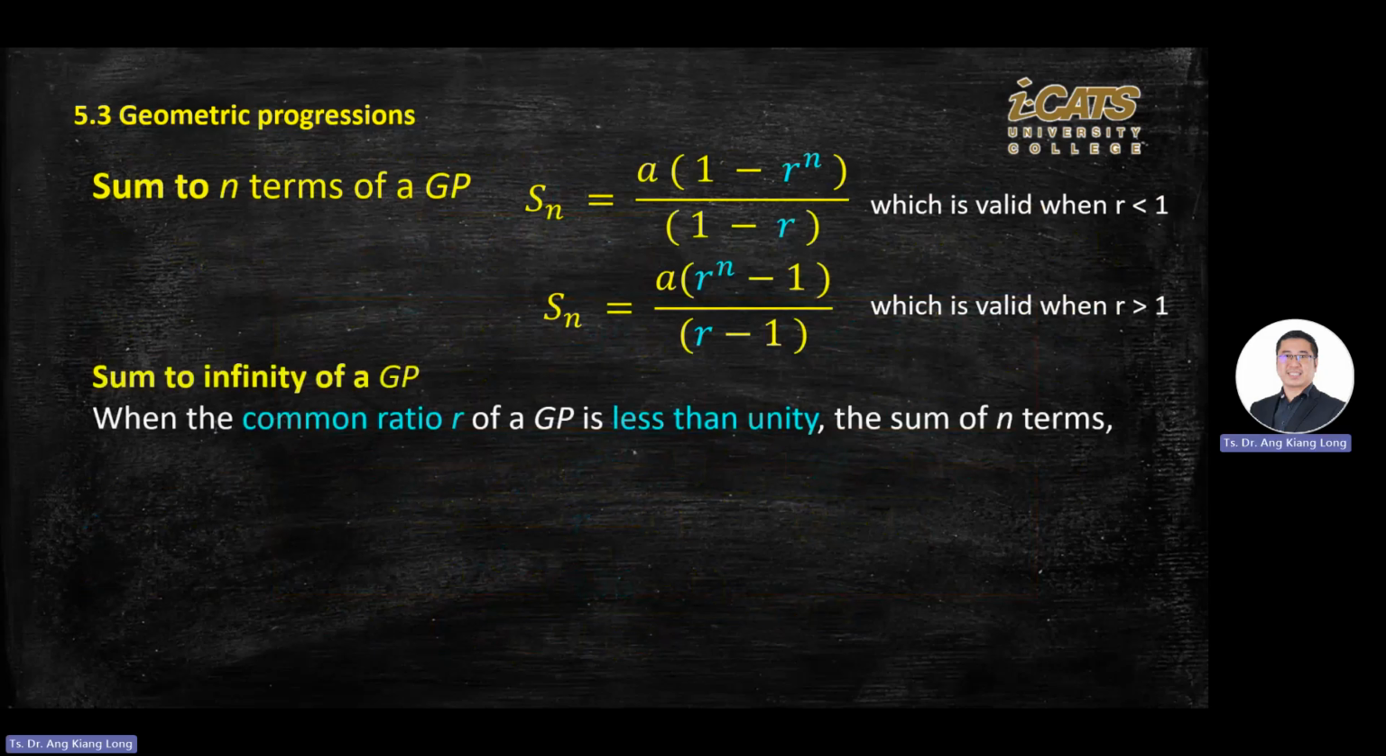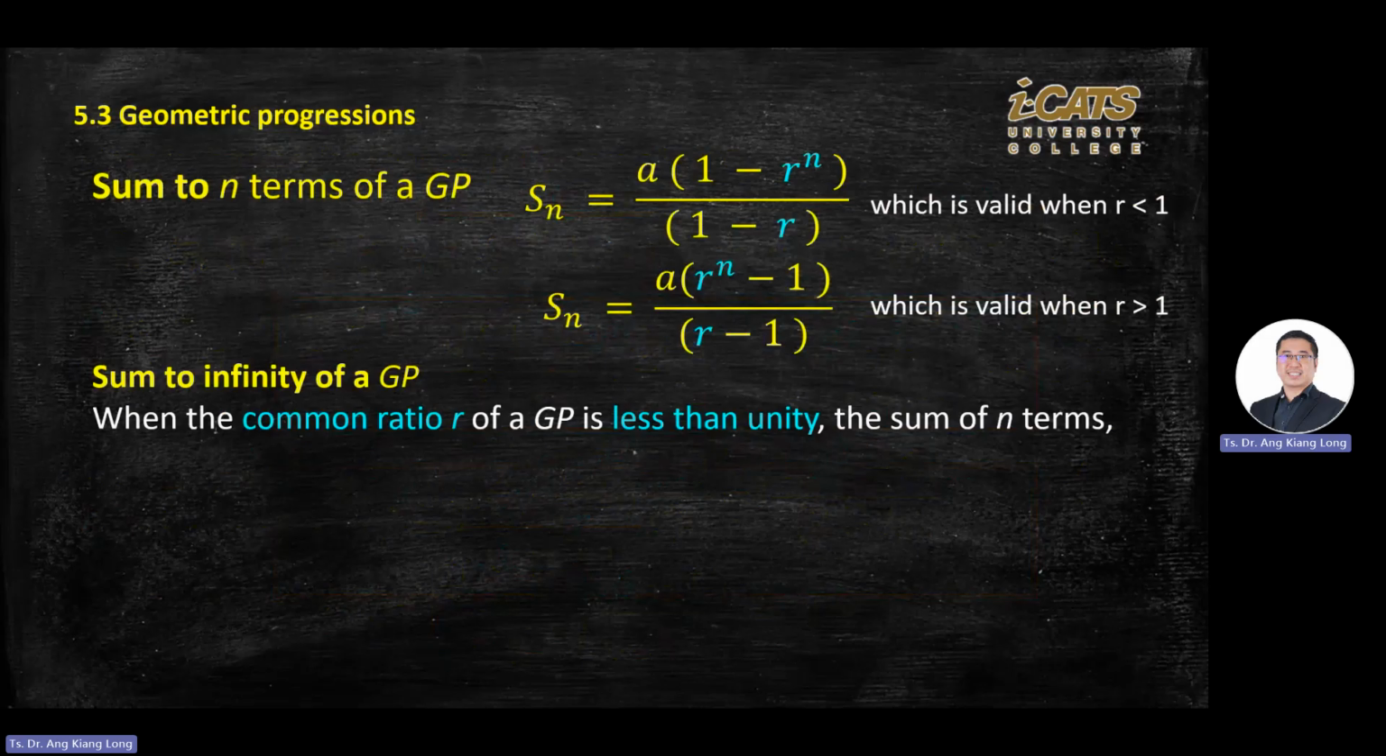So what happens if the question asks you to sum up to infinity? To sum up an infinite GP. This is used when you want to do an approximation, like when you launch a satellite into the galaxy. You don't know when it will stop, right? But there's gravitational force and so on. So you use infinity to estimate what it will be.